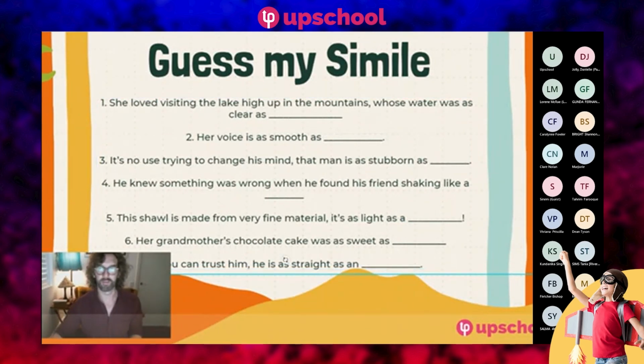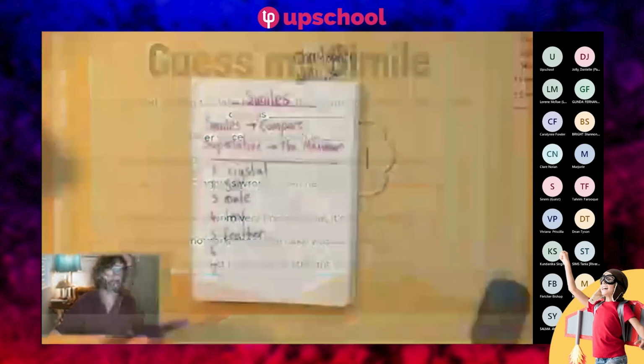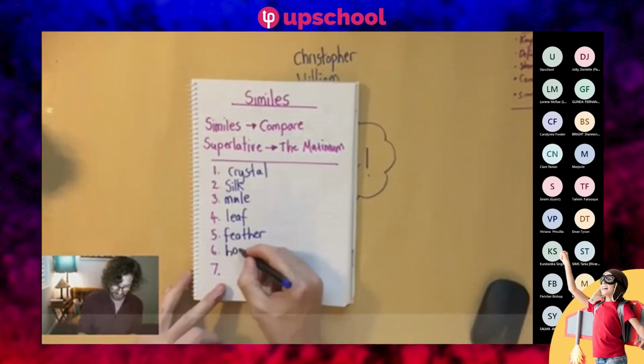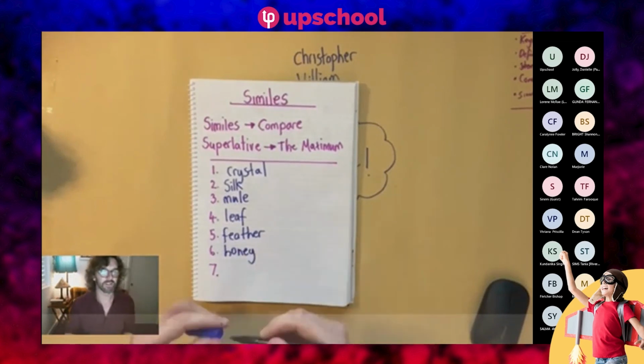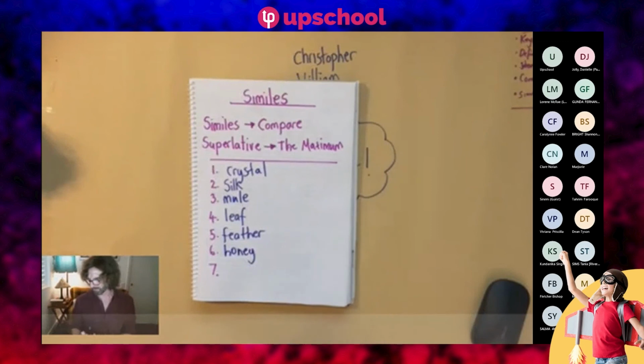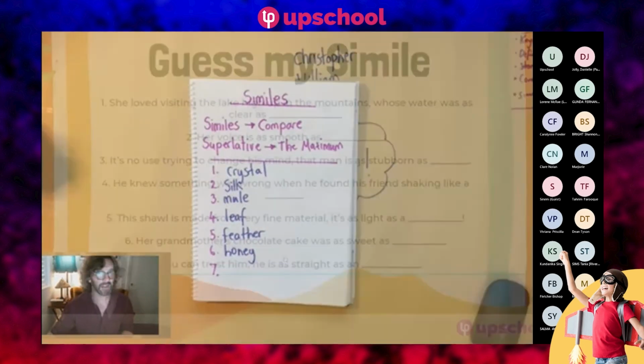Number 6. Her grandmother's chocolate cake was as sweet as. What is the sweetest thing that you can imagine? It was as sweet as honey. Honey is the sweetest thing that I was imagining. It is a superlative. Let's continue. You're doing really well.